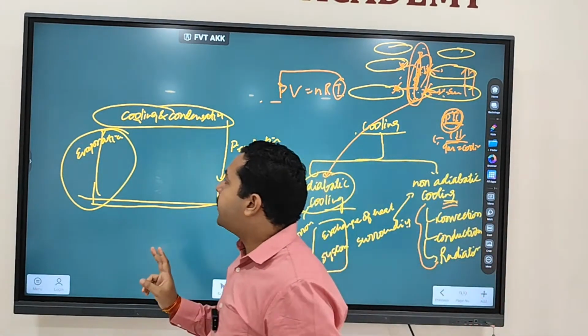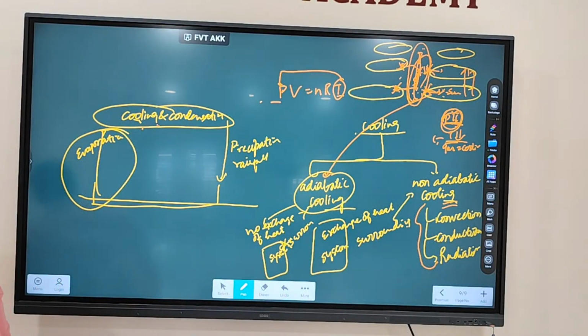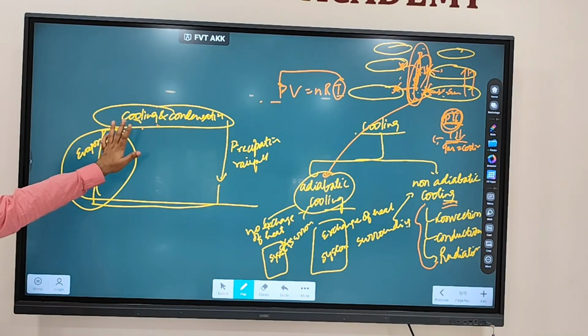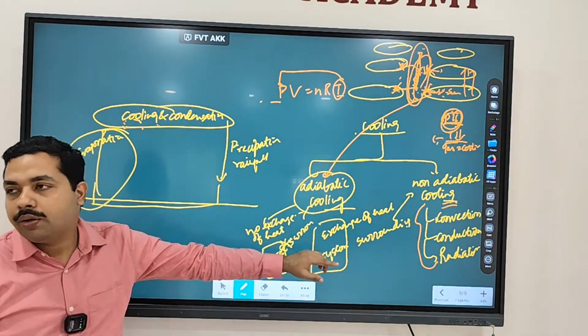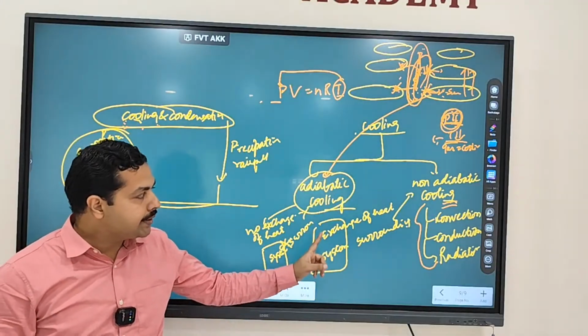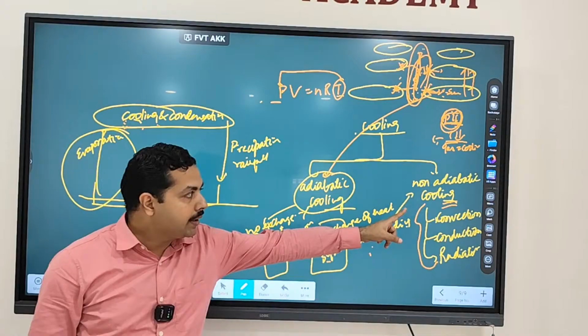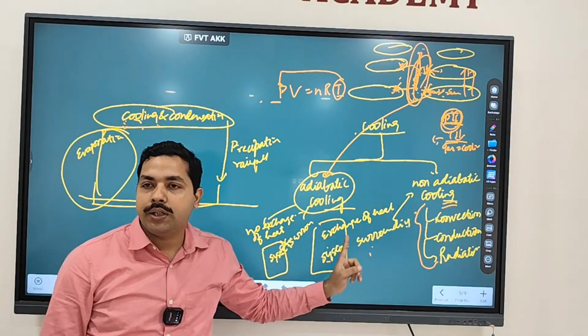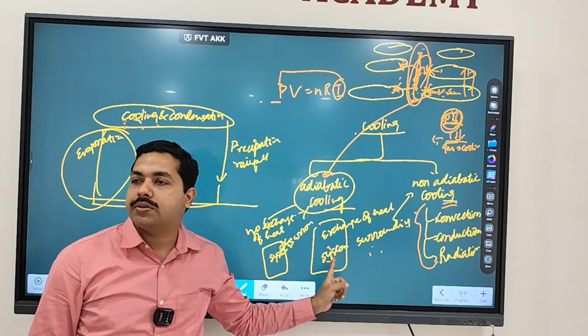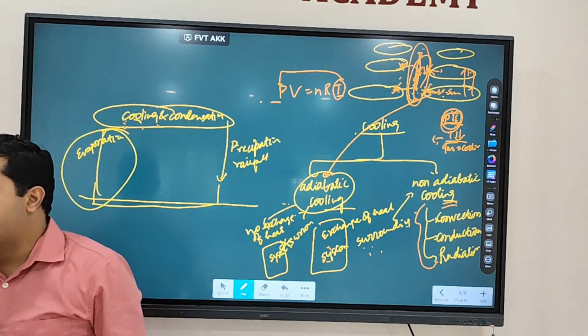Remember that there are two ways in which air can cool down: either adiabatic cooling or non-adiabatic cooling. When there is an exchange of heat between system and surrounding, it is called non-adiabatic cooling. When there is no exchange of heat between system and surrounding, it is called adiabatic cooling. Fine.